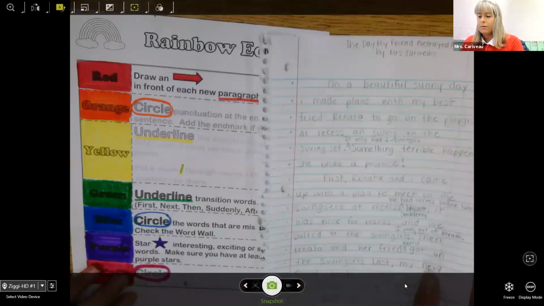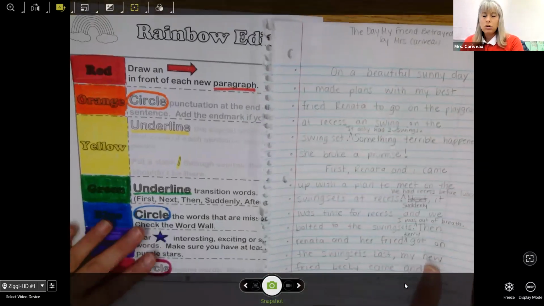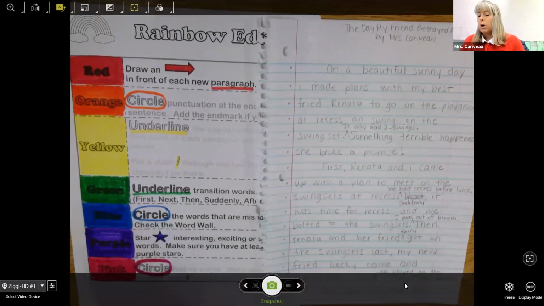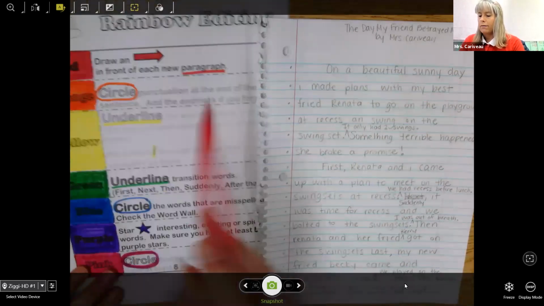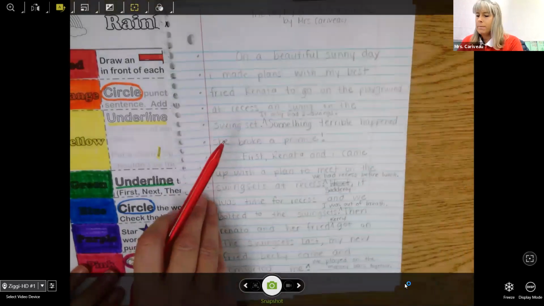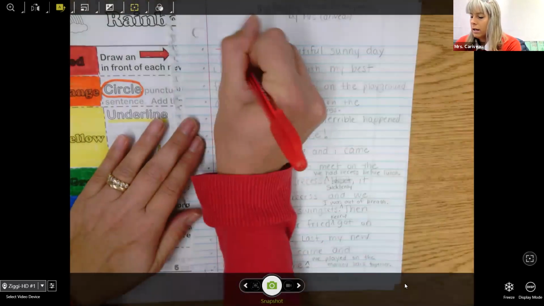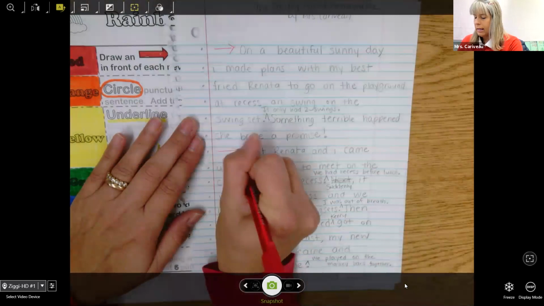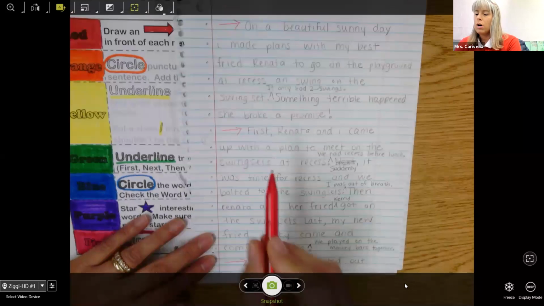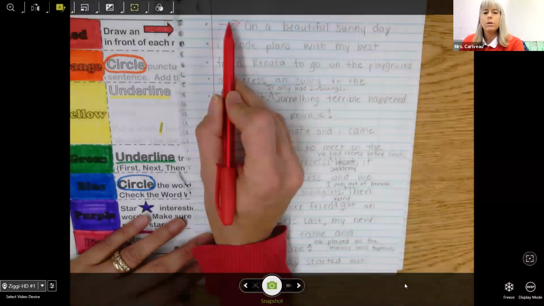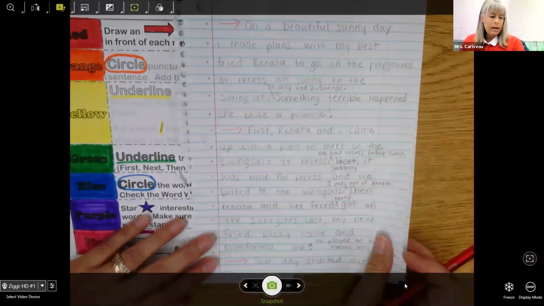If you remember, hopefully you have your rainbow editing checklist, so you know what to do. I use pens. You can use markers or crayons to help you rainbow edit, and that way you can see that you've gotten everything. Okay, first step is red. We're going to draw an arrow in front of each new paragraph. So remember, in this story, we have 3 paragraphs: our introduction, our body, and then way down here, our conclusion. If you forgot to indent, you're going to draw an arrow so that you remember to indent when you go to publish. Okay, that was easy.